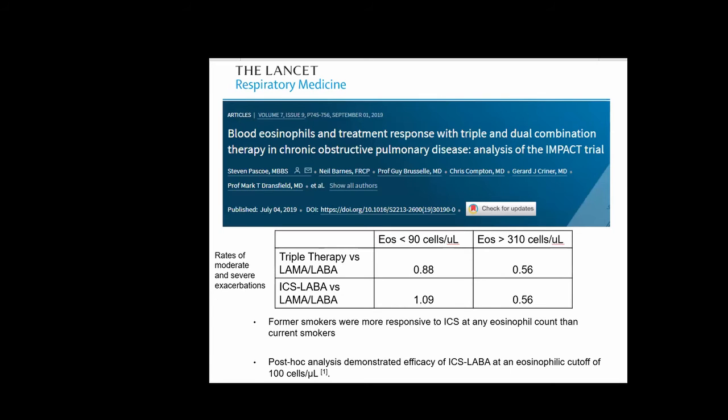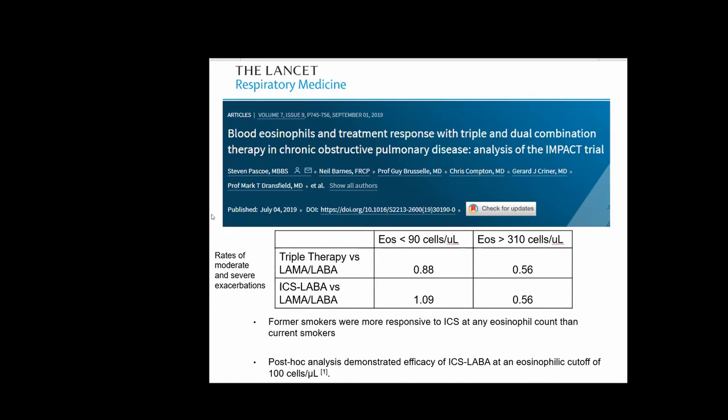So here's some subgroup analysis. If you're concerned about risk of pneumonia, who should you be reserving the inhaled corticosteroid for? So this is a study from Lancet Respiratory Medicine, where they did subgroup analysis of that study I've just shown you. And essentially they divided the study population into two. Those who had normal eosinophil count and those who had higher eosinophil count. And you can see that in those who had triple therapy versus LABA-LAMA, there was significant reduction in exacerbations if your eosinophil count was over 300. And similarly, if you compared dual therapy, ICS-LABA versus LABA-LAMA, look at the far right. If your eosinophil count was significantly elevated, incorporating a steroid was associated with significant reduction in exacerbations.